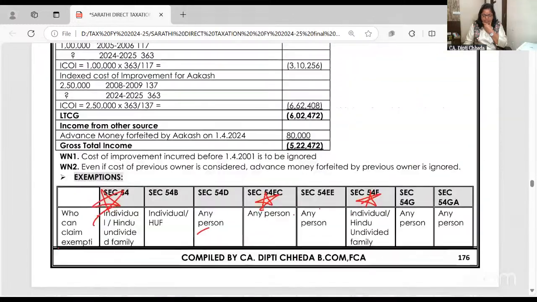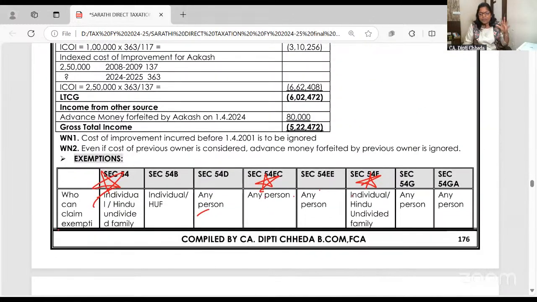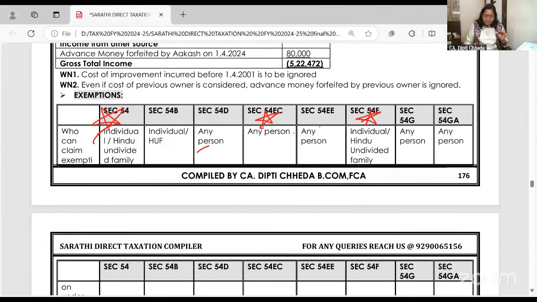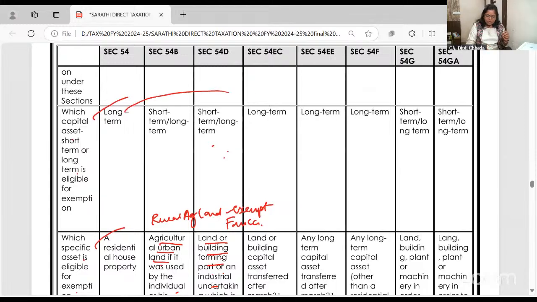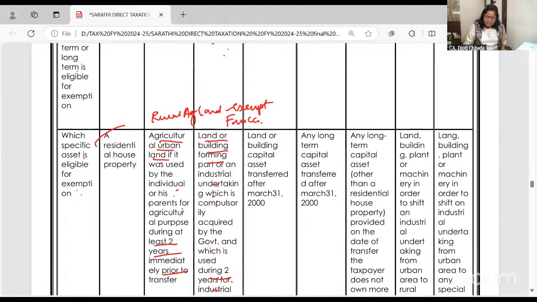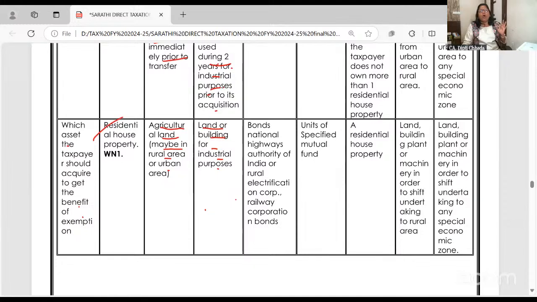Now we'll go to the next one, which is super duper important. 54EC. Any person. Long term. See, these two are long term because you are buying and selling a house for long term. You sell land and building. And what you have to buy? Bonds. Government, like India is developing infrastructure: monorails, metros, highways, flyovers, bridges, airports, railway stations, outer ring roads. All this is being developed.